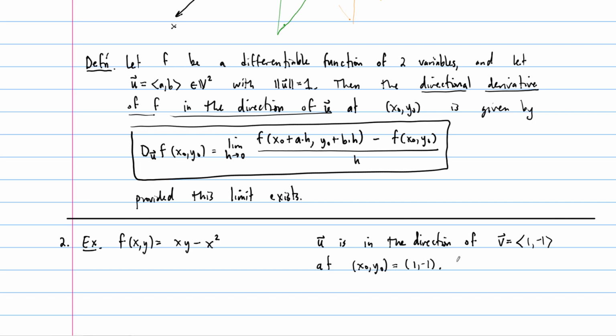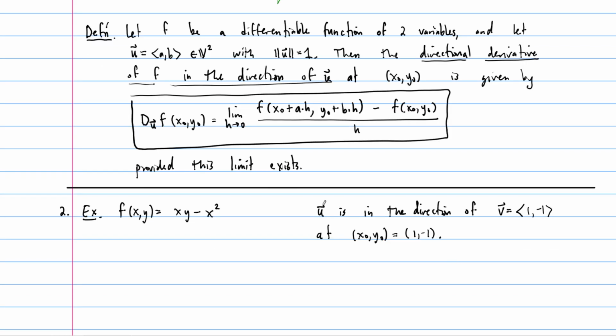Okay, so take a moment and try to work this out. The first thing you're going to have to do is find a unit vector in the direction of v, that's going to be your u, and then you're going to have to plug into this definition and compute the limit. So I'll give you a few minutes, try this one on your own, and then come back and we'll work on it together.